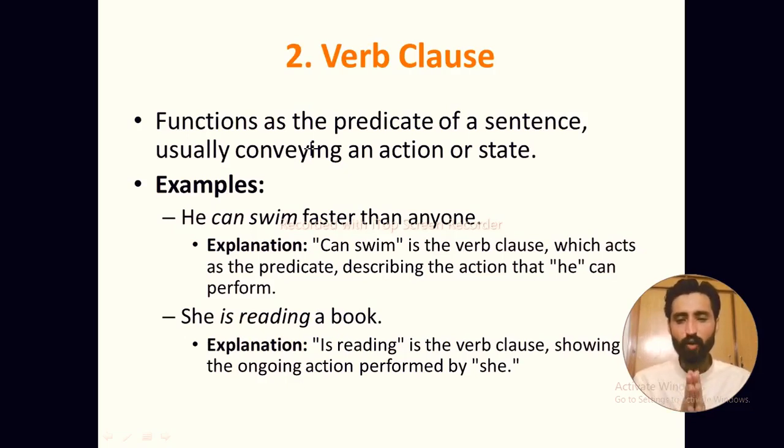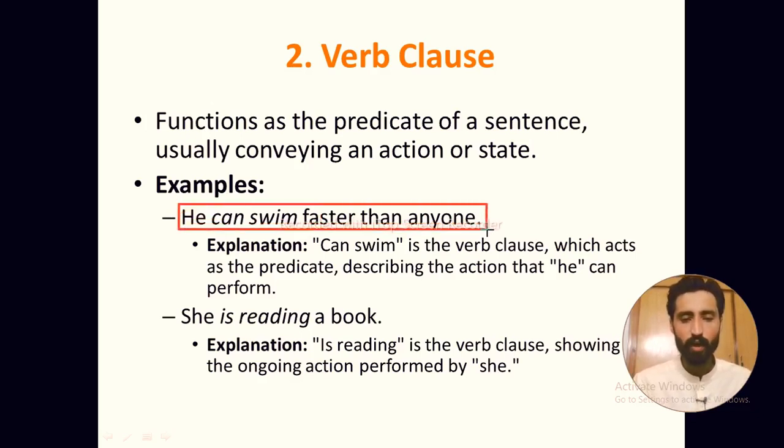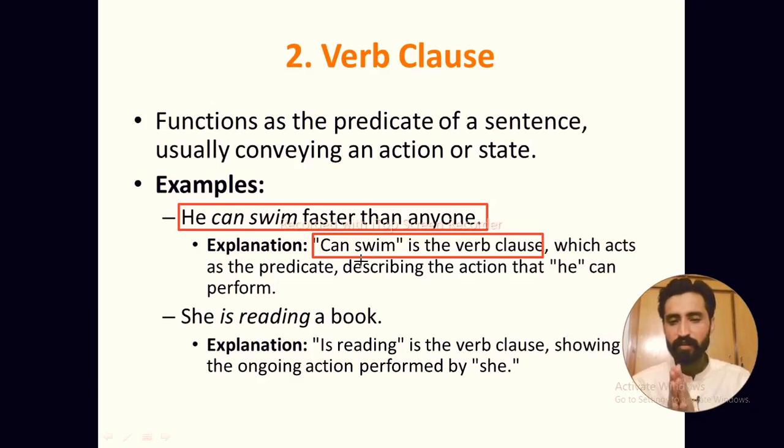Means a clause which is called the predicate of the sentence, so we can say that that is a verb clause. Now for example, he can swim faster than anyone. Which one is the verb clause? Let's discuss that. Can swim is a verb clause which acts as the predicate describing the action that he can perform. Can swim is a verb clause because it describes what action someone has performed. So that is why we can say that this is a verb clause.